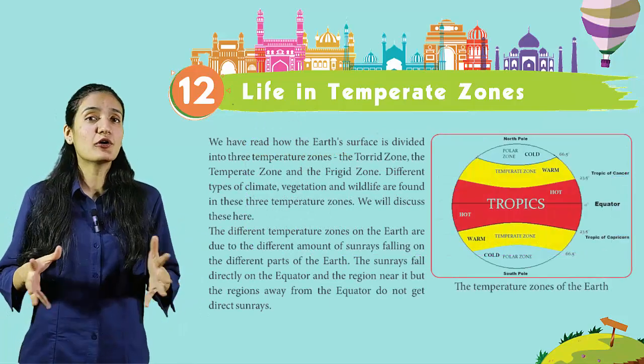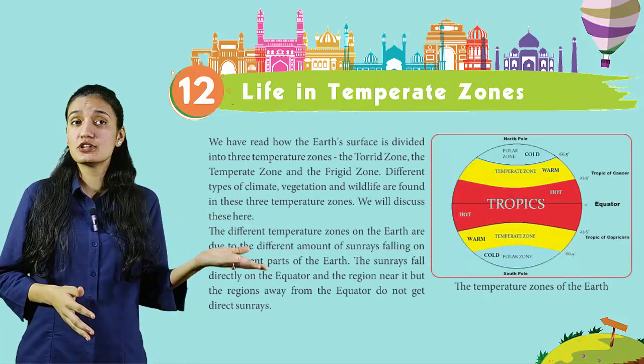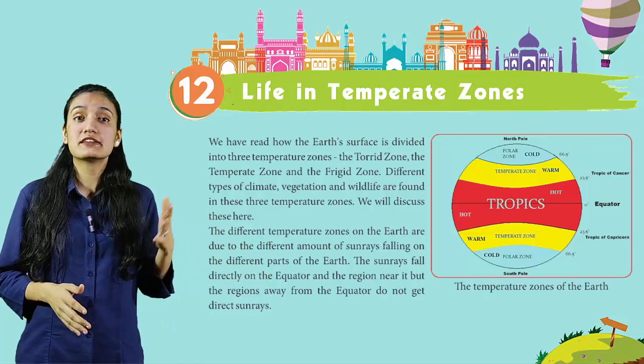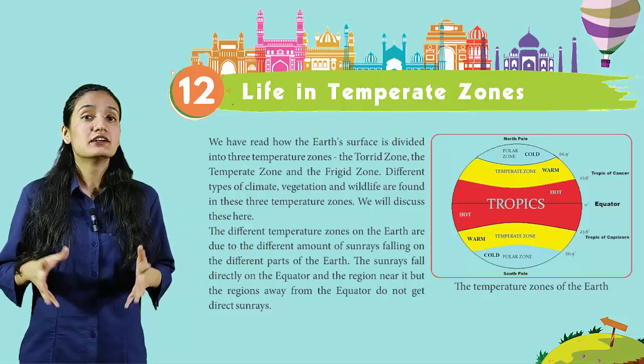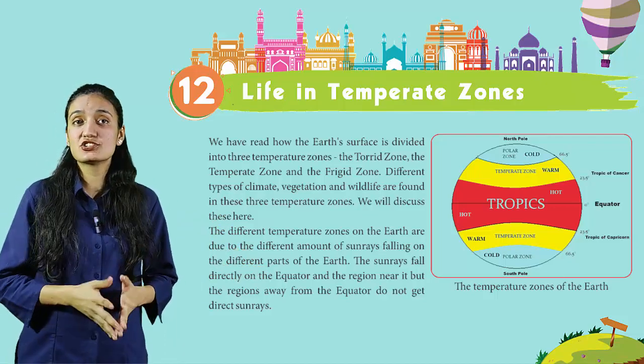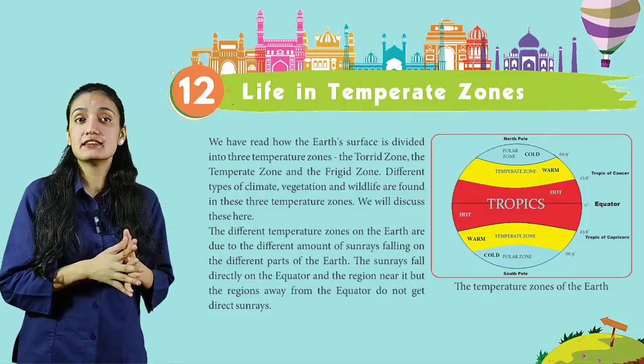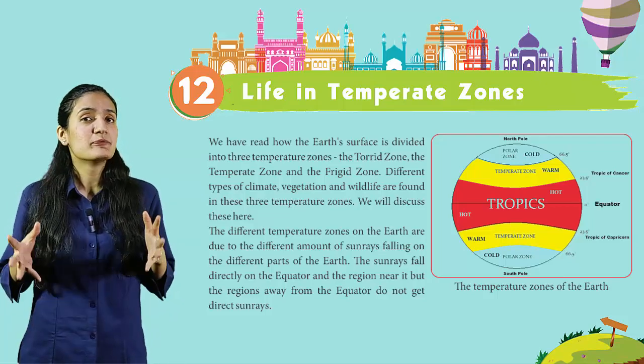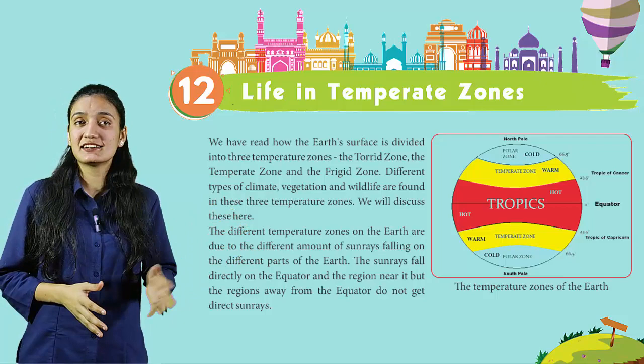We have read how the earth's surface is divided into three temperature zones: the torrid zone, the temperate zone and the frigid zone. Different types of climate, vegetation and wildlife are found in these three temperature zones. We will discuss these here.